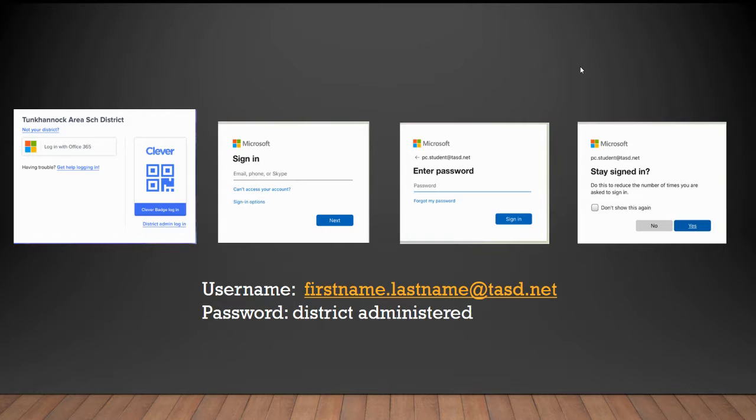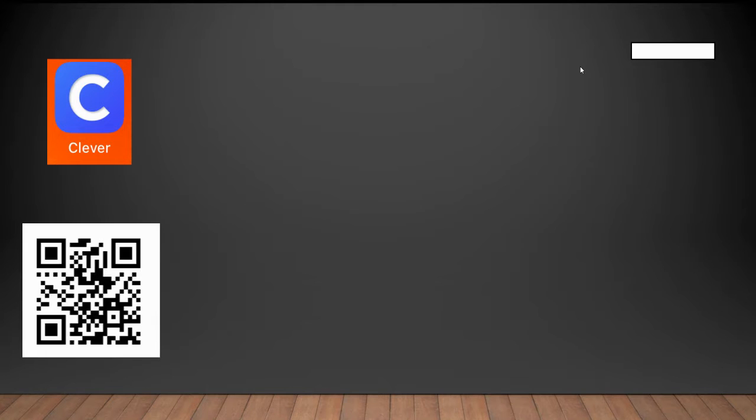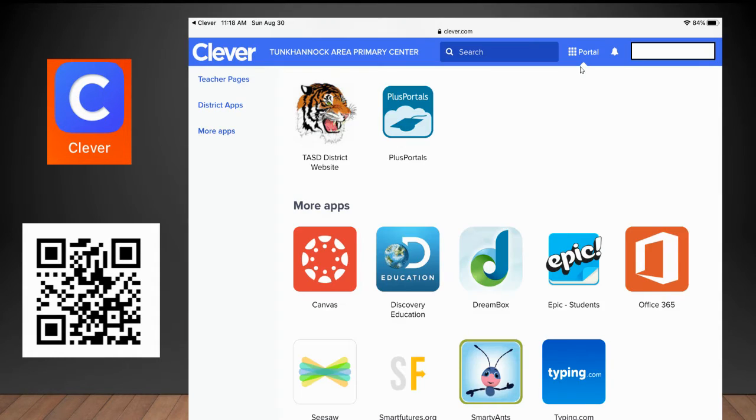And then it's going to ask you to stay signed in, and you want to click yes. From there, it's going to open up Clever, and you're going to see the QR reader. Open up your camera and scan your QR code. And then it's going to open up Clever.